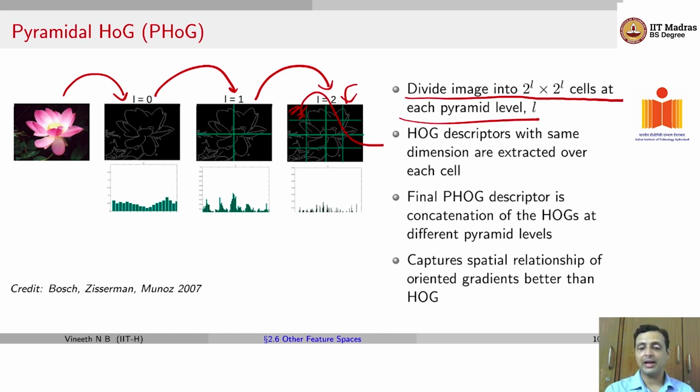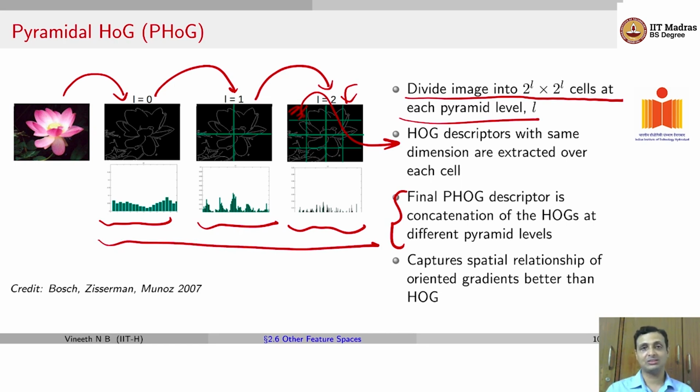you extract HOG descriptors, just the way we spoke about on the previous slide, and then you concatenate the HOGs at different pyramid levels to give an entire histogram of oriented gradients representation. So as you can see, this can be done in several ways. You would get a histogram of oriented gradients for each cell and concatenate all of them, and then you would get a histogram of oriented gradients at L is equal to 0, L is equal to 1, and you can concatenate all of this also to get your final representation.